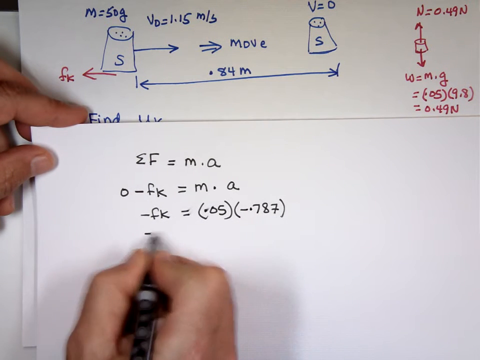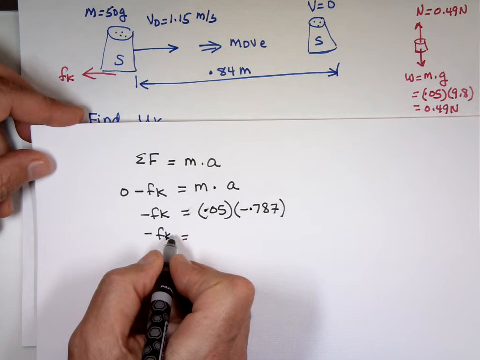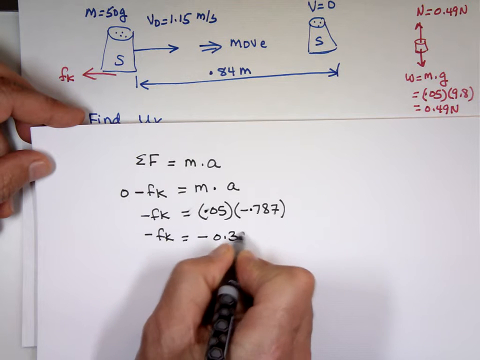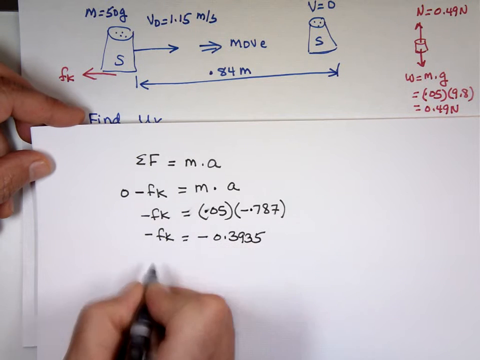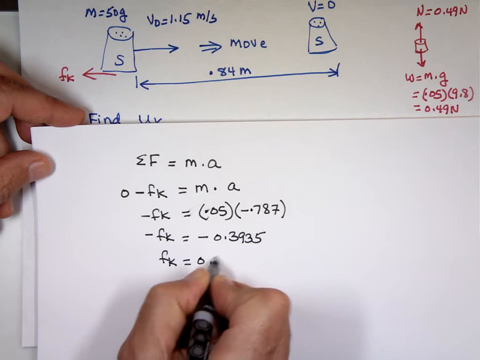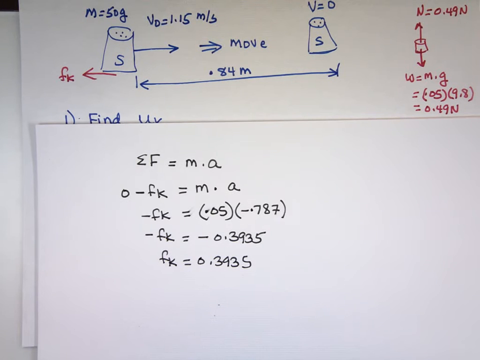Negative Fk equals negative 0.3935, which means Fk, the friction force, is 0.3935. Now I know the friction force. I said perfect.